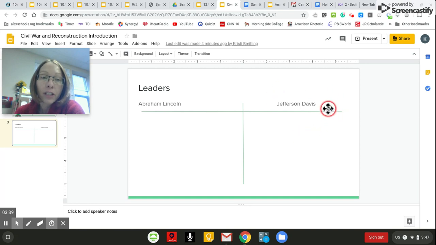Jefferson Davis is the leader of the Confederate States of America. He's in fact the only leader of the Confederate States of America.